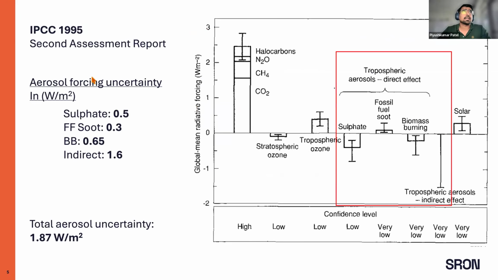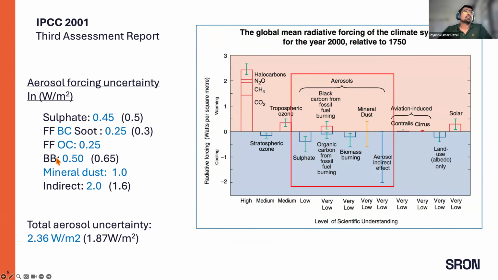After 6 years, the second assessment report came in 1995, where we had some more development in aerosol science, and we came out with more precise numbers for the aerosol forcing. The total aerosol forcing was still 1.87 watts per meter squared. Later on, with more development in climate modeling particularly, we came up with another number, which is 2.36, quite higher than the first one.